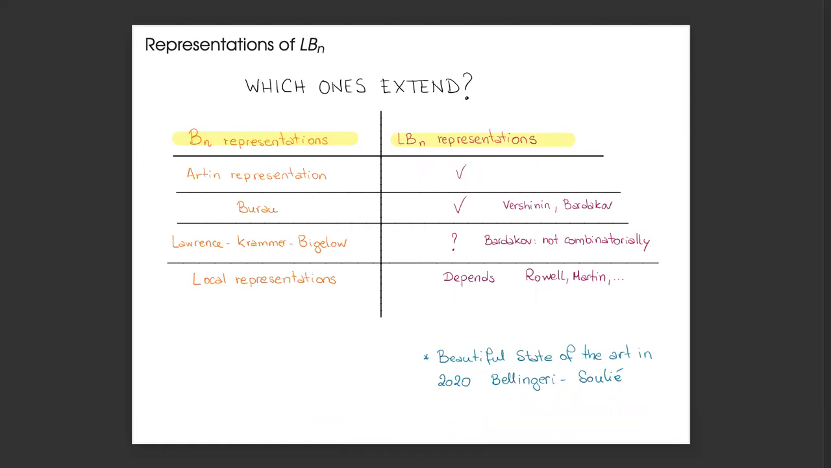We look at which ones extend. When I say that a representation extends, I mean that it is still a representation when we send the braid generators to the same thing and the permutation generators to something that makes sense for permutations. For example, for braid groups, we have the Artin representation, sending the braids into the automorphisms with the conditions that we saw. And we have an Artin-like representation also for loop braid groups in the same way, just because we can define them as that kind of automorphisms of the free group.